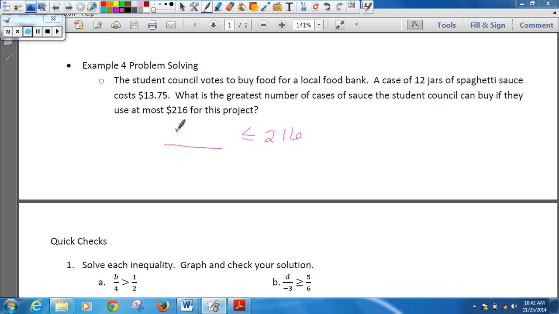Each case costs $13.75. So $13.75 times the case, because we're trying to find the number of cases, would be my inequality. So that's my first answer of my inequality. And now we're going to solve it. The opposite of times 13.75 is to divide. So C would be less than or equal to 15.7. Well, we can't buy a partial case, so the most amount of cases that we can buy is 15 cases. So my answer would be 15 cases.